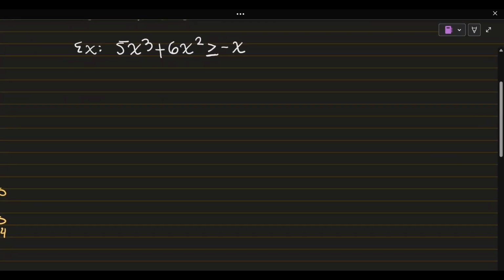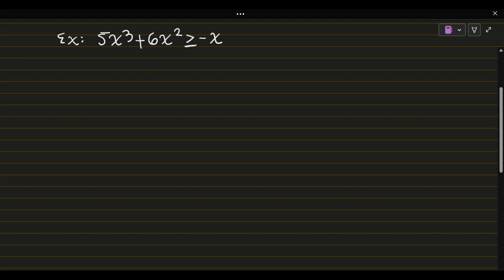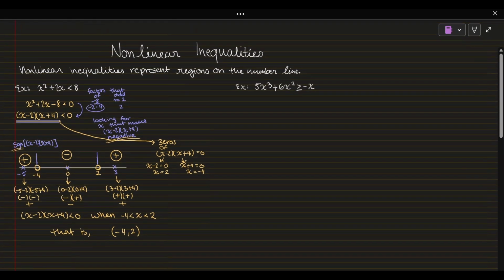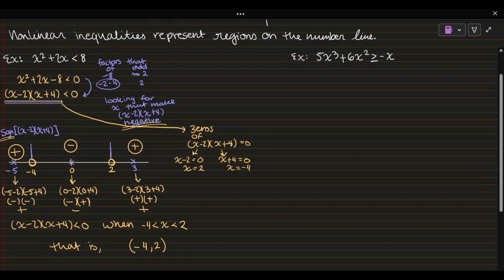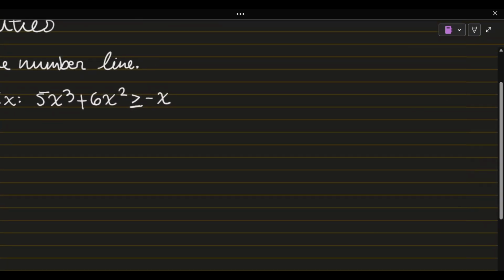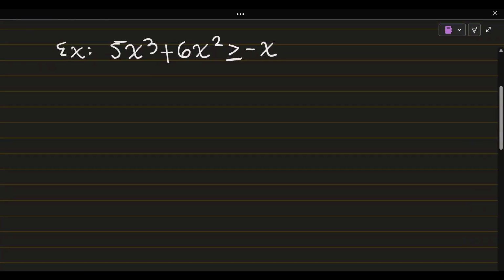I've got x cubed plus 6x squared is greater than or equal to -x. Okay, so again, I want to rewrite this in a form that I can factor. My goal is to factor so that I can apply this sign chart technique that I've been using here. That makes it easier to figure out what I'm looking for. So let's put this in a form that I can factor by adding x to both sides. So x cubed plus 6x squared plus x is greater than or equal to 0.